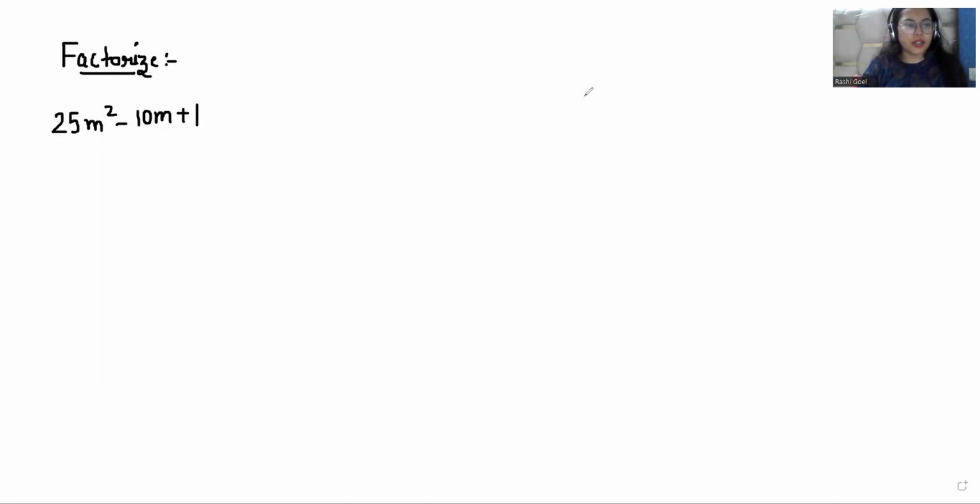My name is Rashi Goel, and in this video we are going to factorize 25m² − 10m + 1. So this looks like a quadratic, so we are going to solve it with the help of the constant term. Our constant term is 1. We have to multiply it with the coefficient of m², that is 25. So 1 times 25 is 25.